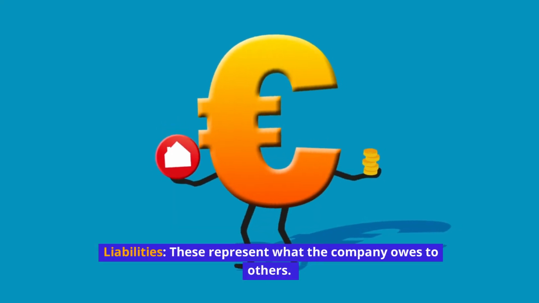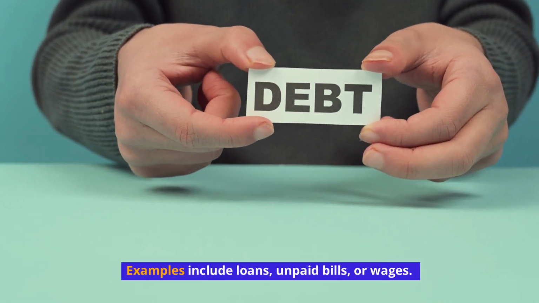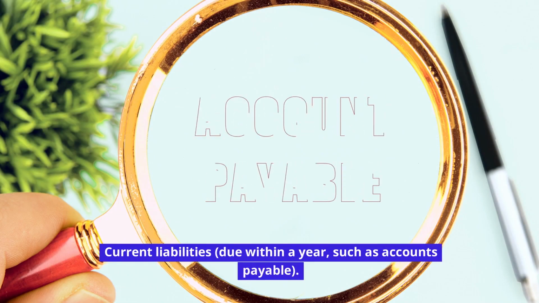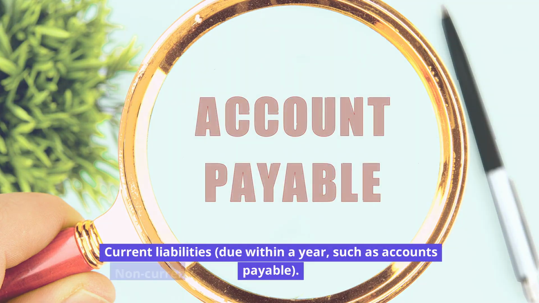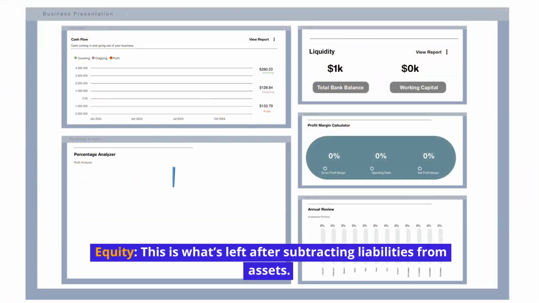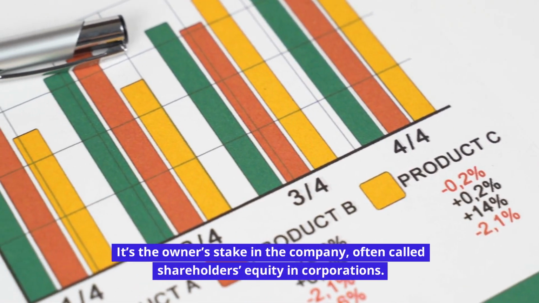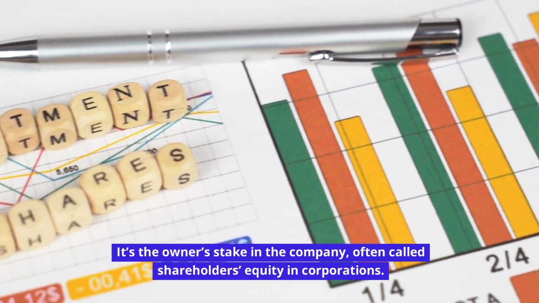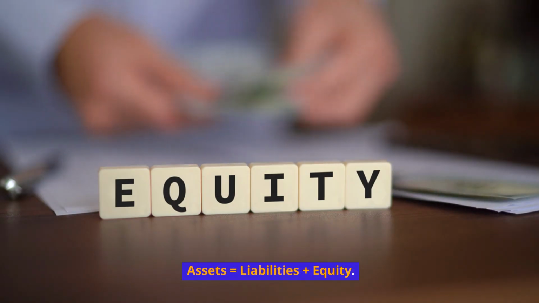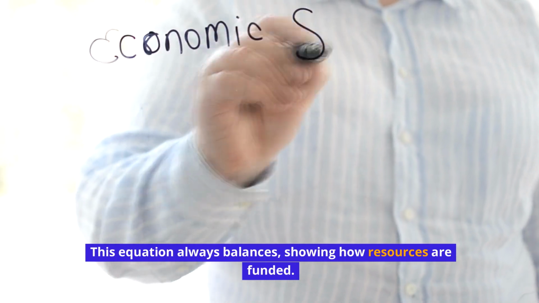Liabilities. These represent what the company owes to others. Examples include loans, unpaid bills, or wages. Like assets, liabilities are either current liabilities, due within a year, such as accounts payable, or non-current liabilities, long-term debt, like bonds. Equity. This is what's left after subtracting liabilities from assets. It's the owner's stake in the company, often called shareholders' equity in corporations. In simple terms, the equation is assets equals liabilities plus equity. This equation always balances, showing how resources are funded.